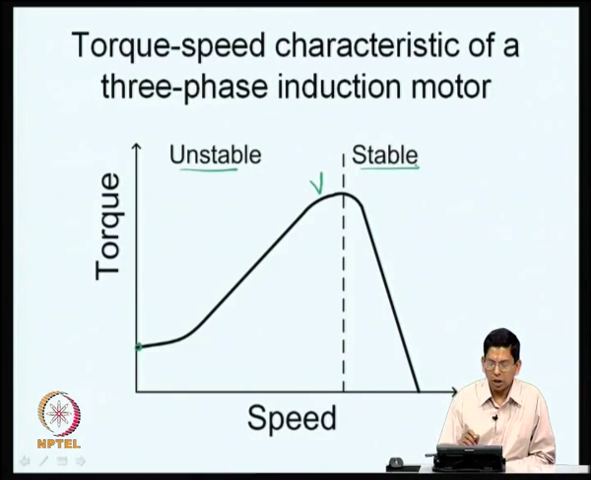So, this is the torque speed characteristic of an induction motor. Now, where exactly will it operate? It can operate on any point on this curve. How is that point chosen? It can be here, it can be here, anywhere. That is chosen by the intersection of the load.